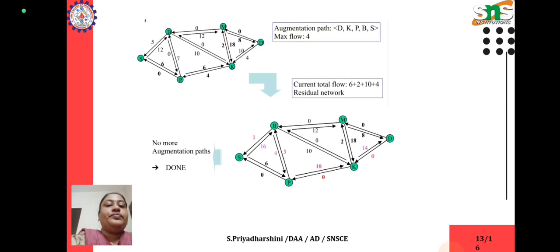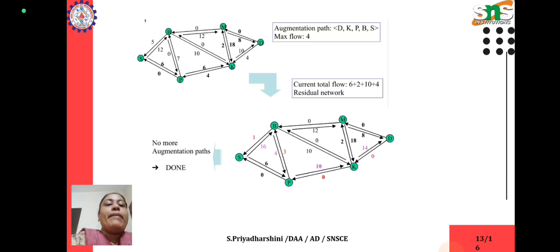The current total flow previously was 6 plus 2, which is 8. Now in this augmenting path we have the maximum flow of 10, so the total is 6 plus 2 plus 10, which is 18. Now the next augmenting path, D, K, P, B, S, has maximum flow 4. So the current flow is 6 plus 2 plus 10 plus 4, which is 22.